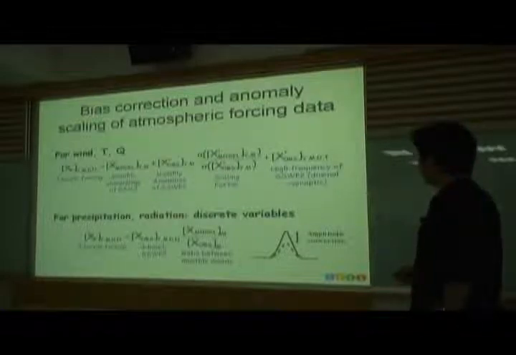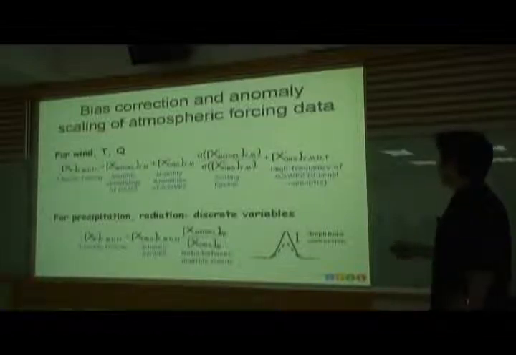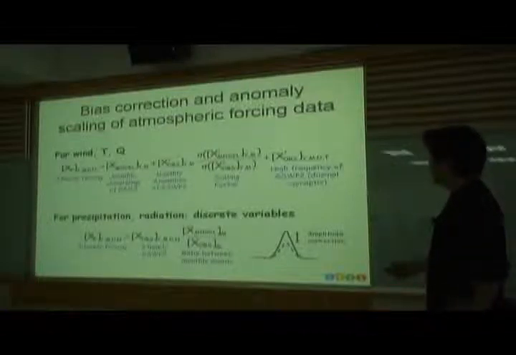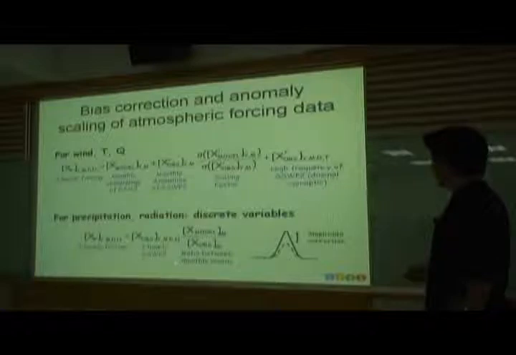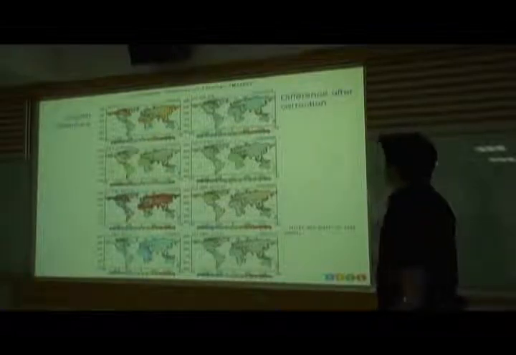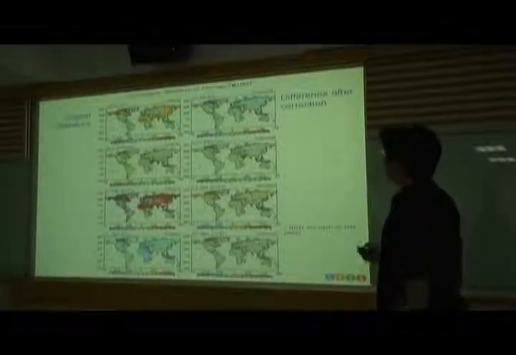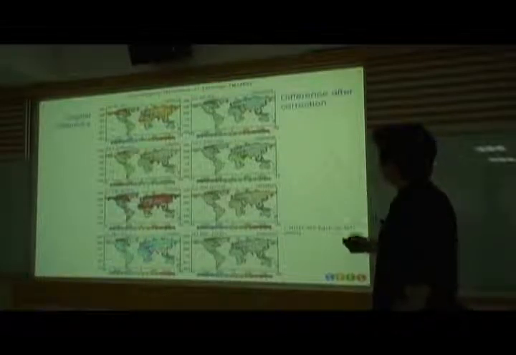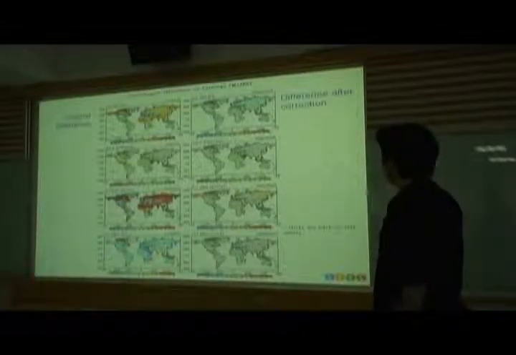But precipitation and radiation are discrete variables. It's impossible to apply this formulation. So for these two variables, I just normalize. I just correct the amplitude by these formulations. The 3-hourly observation is corrected by the ratio between the monthly means of the model and observations. This is the result of the correction of the forcing. The left figure is the original one. There are huge biases in the forcings, but they are almost eliminated by this process.